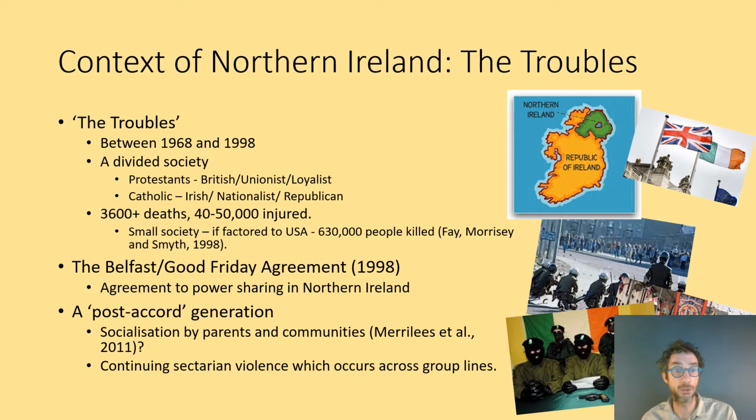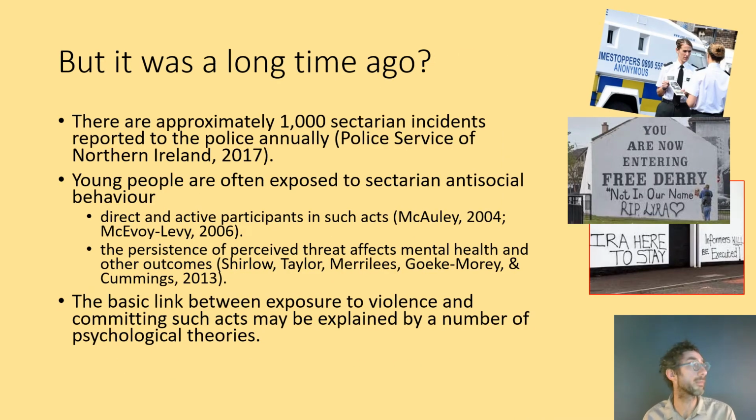So our question now is, why do we still look at this place? Well, we might begin to ask whether, despite the absence of explicit violence, are we still looking at socialization of division by parents and communities, and also the idea that there may be continuing sectarian violence, and indeed there is, that occurs across group lines. So the idea that what we're looking at stopped 22 years ago is not appropriate.